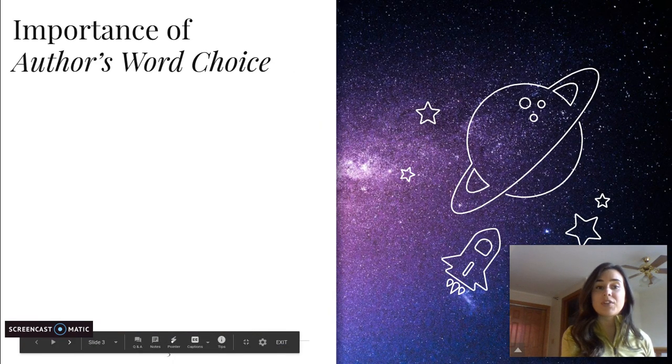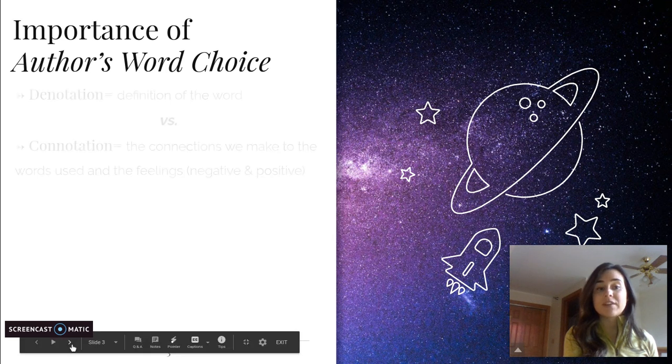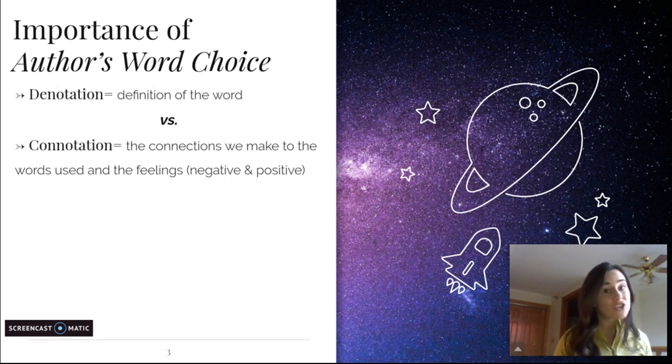So I'm going to go a little bit deeper in connotation. First thing with the importance of author's word choice is the denotation and the connotation. So denotation is the actual definition of the word. So when Miss Eldred asks you to actually look in the dictionary for what it means, that is what denotation is referring to. The connotation, however, is a little bit different, and it is the connections we as readers make with the words that are used and the feelings that they might provoke, so negative or positive.